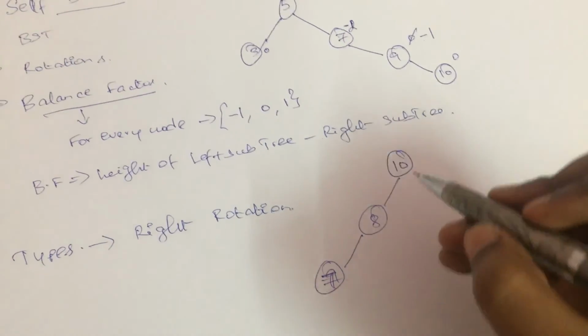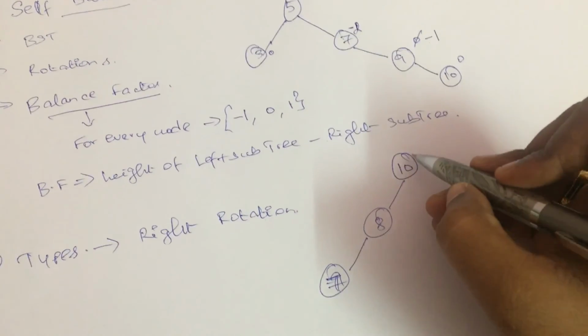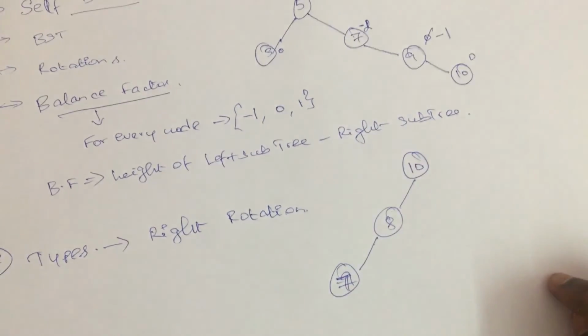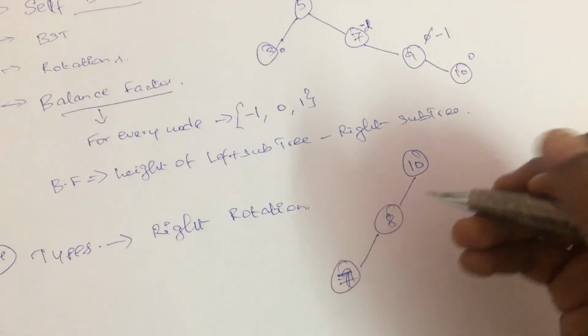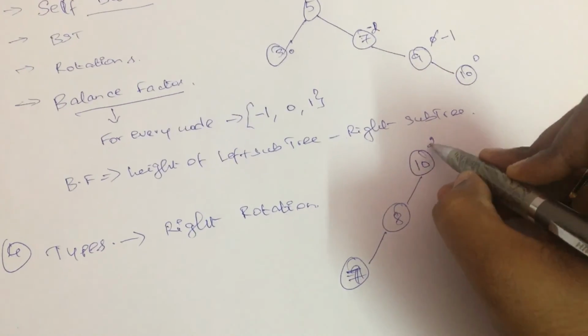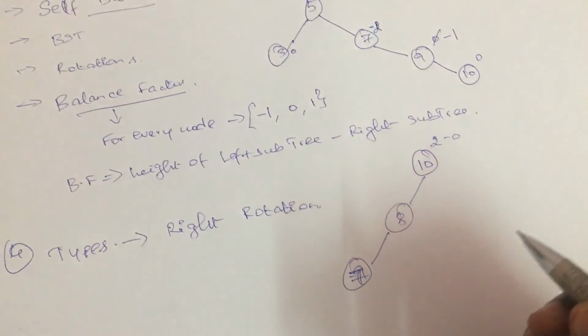So if I try to find the value or height of 10, it is going to be height of left subtree minus right subtree. So there is no such right subtree over here. So what about left subtree? So left subtree is nothing but 1 and 2. Right, so 2 minus 0, it is going to be 2 itself.